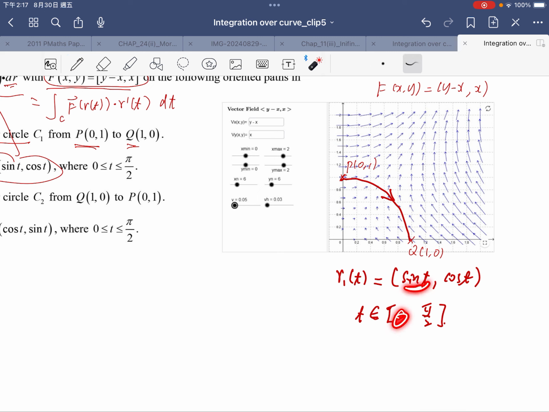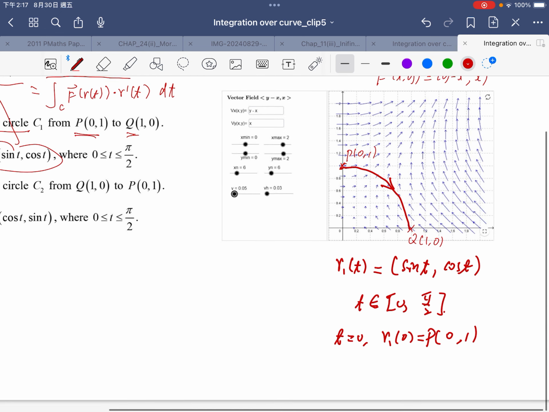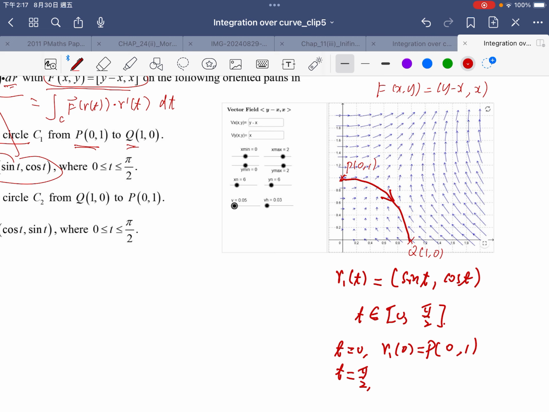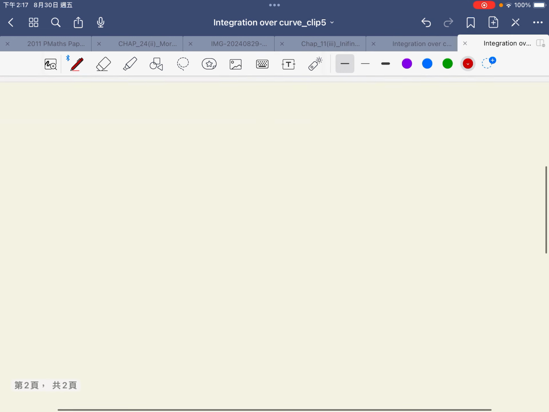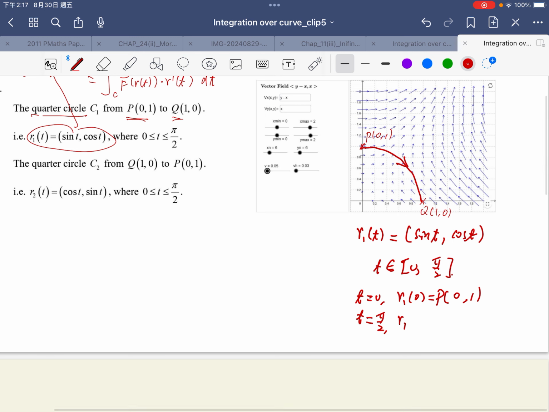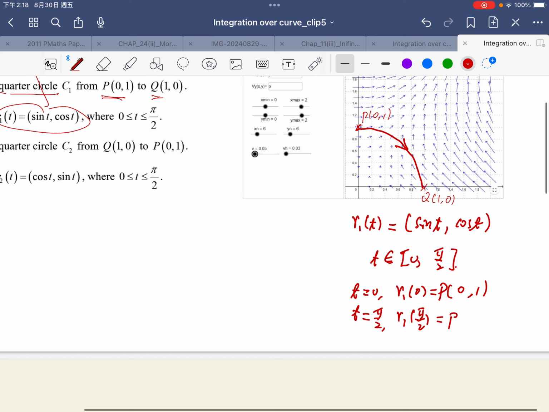You can check that. If you put 0 into the function, sine 0 is equal to 0. When t equal to 0, the point R(0) is (0, 1), which actually is P. When t equal to pi over 2, the point is equal to (1, 0). You can put this in.